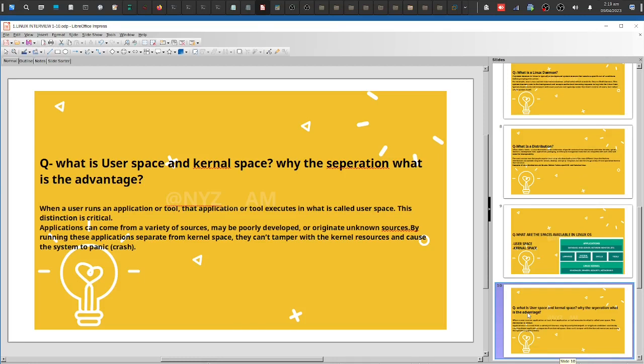So we isolated these two spaces, and what is actually happening is that poorly developed code, I'm sorry for using a bad term, cannot tamper with the kernel resources or cause the system to panic or crash. That is the main advantage of this isolation.